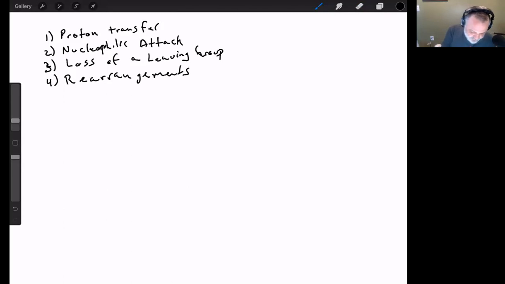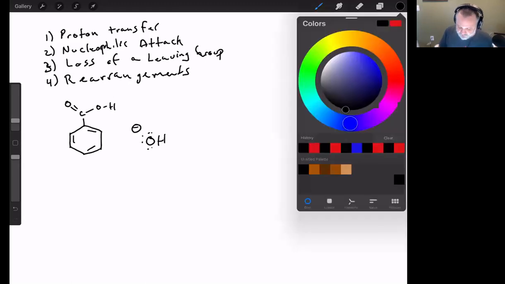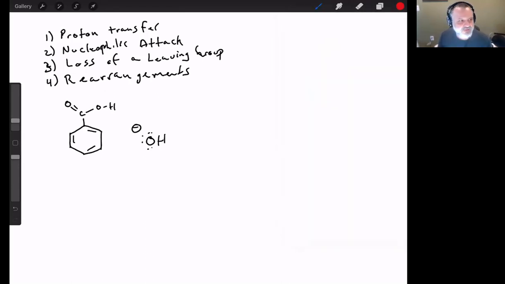Now, proton transfer is the thing that you're familiar with. Proton transfer is essentially the mechanistic step involved in all acid-base reactions. So if I take something like benzoic acid and mix it with something like hydroxide, then there's a proton transfer. Benzoic acid is acidic, sodium hydroxide is basic, and so the hydroxide will want to take the proton from the acid, or another way to look at it is the acid will want to give the proton to hydroxide.